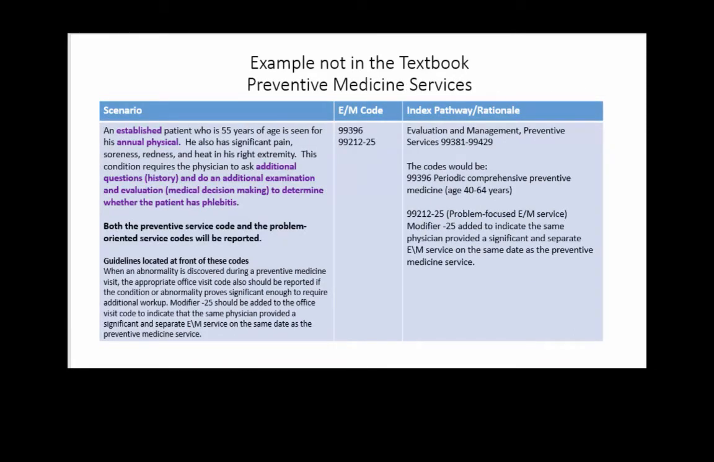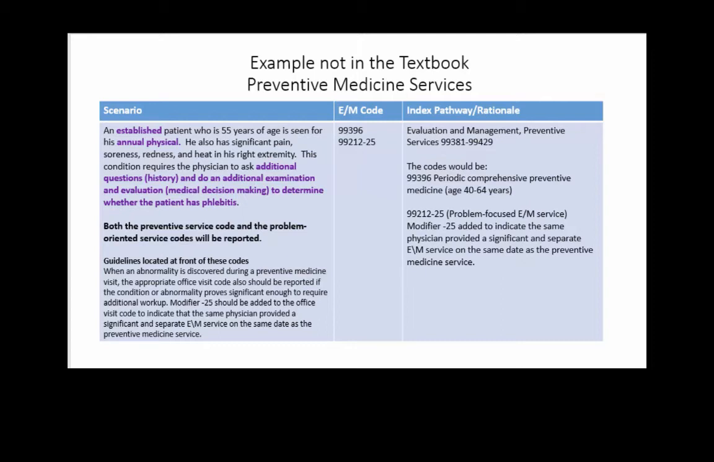Another example, not in the textbook, but one that you will see on exams, is preventive medicine services. The case we've been given is an established patient, 55 years old, is seen for his annual physical. He has significant pain, soreness, redness, and heat in his right extremity. The condition requires the physician to ask additional questions in his history, do additional examinations, and evaluate through medical decision-making if this patient has phlebitis, which is like an inflammation of a vein in his extremity.